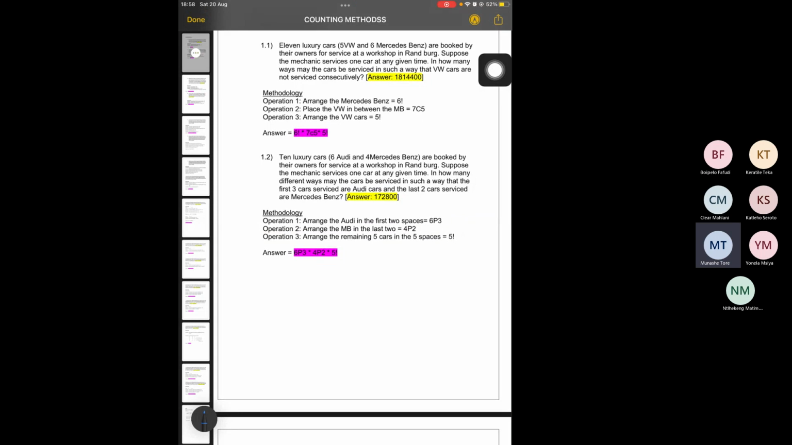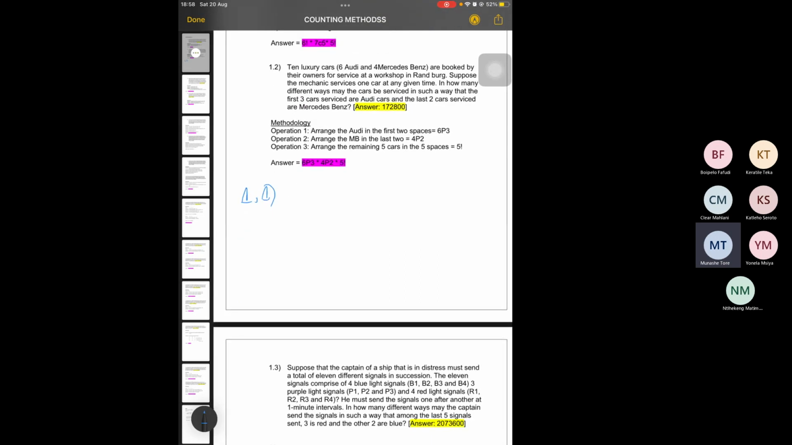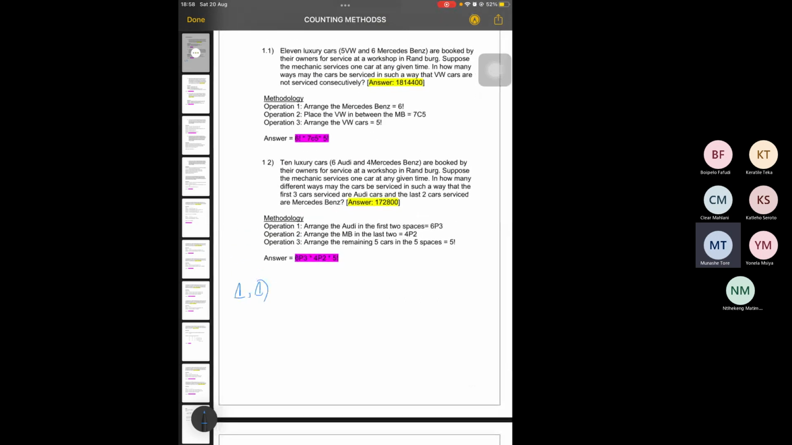Yes. Okay, so we're starting with 1.1. It's saying we have 11 luxury cars, 5 of which are VW. Here's the truth to this thing. It's not only for counting methods, but I feel like that's how I mastered stats, or how stats is supposed to be done. Whenever you're given any information, just try to write down the information that you have first before you even attempt the question.